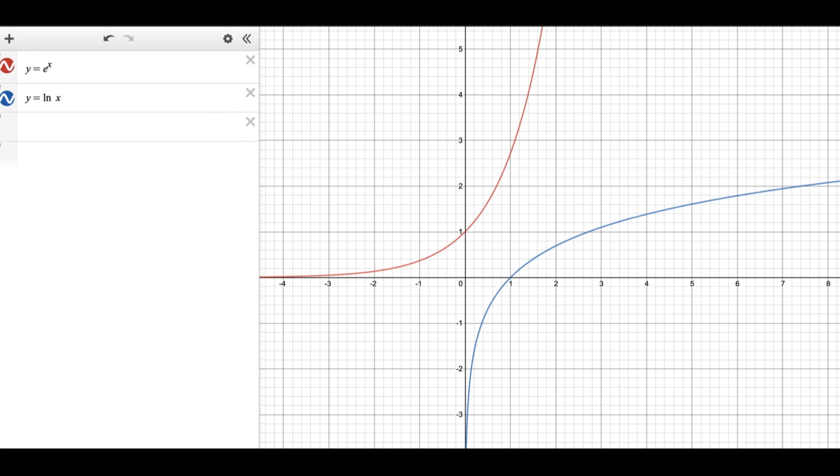And the next video, we'll break down the transformations on these graphs. We'll probably do them separately.